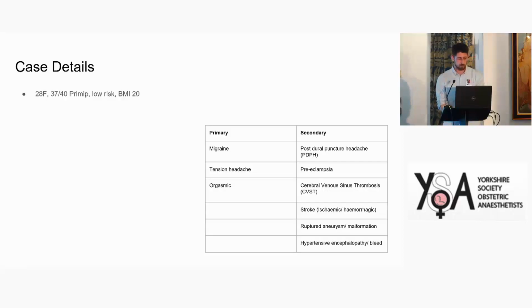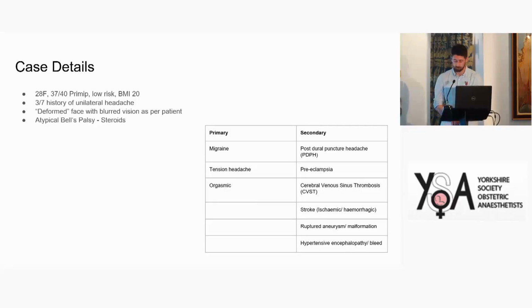The case we're talking about is a late 20s patient, who's 37 weeks pregnant, primip, low risk, BMI of 20, who presented with a 3-day history of one-sided headache. We requested a review in triage, and on review, she reported right-sided ear pain with blurred vision, and she said that her face was deformed. There was some neuroimaging performed, urinary PCR was normal, blood pressure was normal, and ENT came and said it was atypical Bell's palsy, and she was started on a course of steroids.